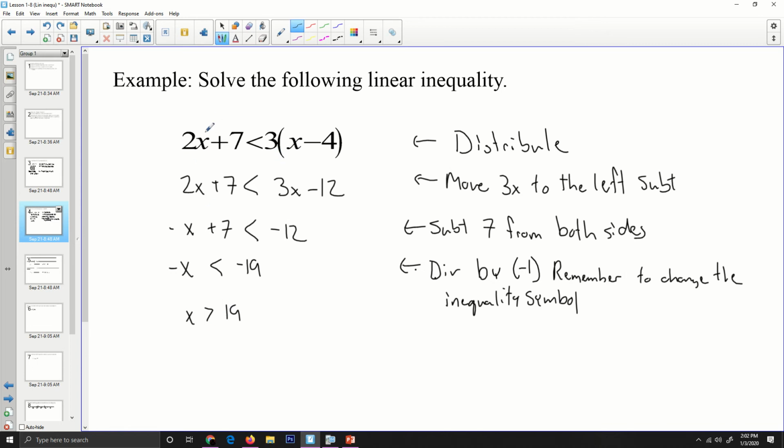So I want to pick 20. 20 times 2 is 40, excuse me, plus 7 is 47. And then 20 minus 4 is 16. And then 3 times 16 is going to be 48, which is in fact less than 47. So we are good there. And we can move on.